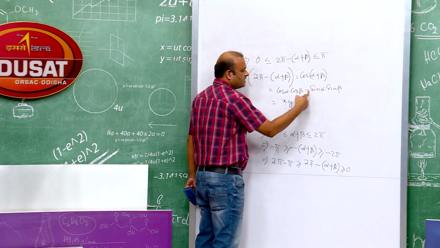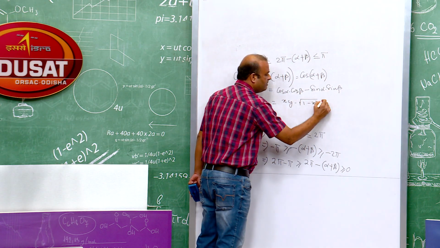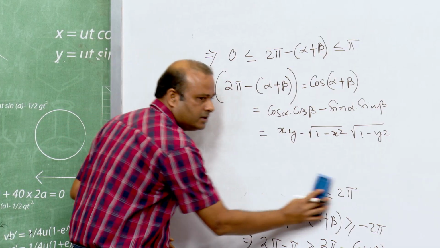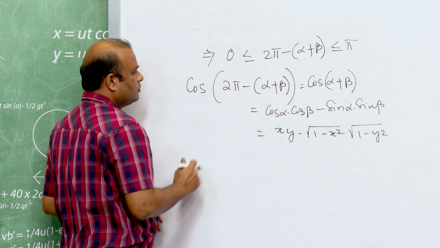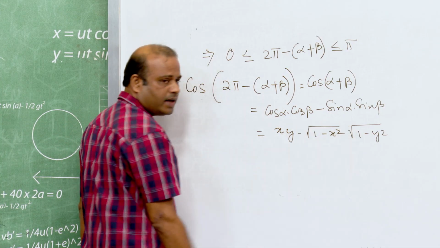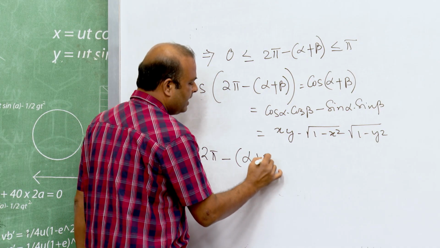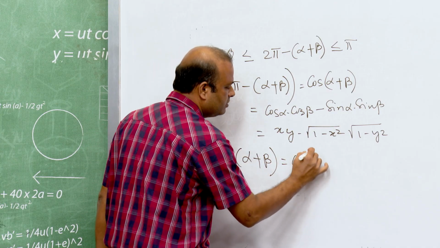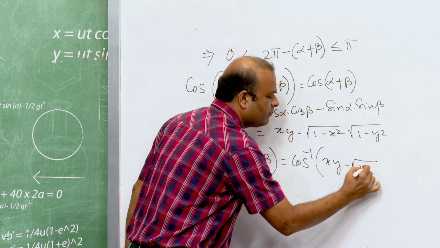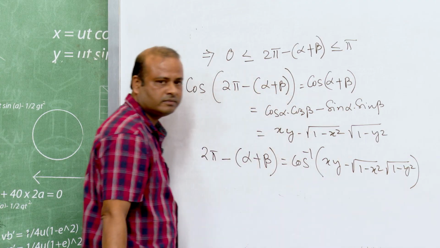If cos alpha is x, sin alpha will be root over of 1 minus x square, cos beta is y, then sin beta is root over of 1 minus y square, right? So cos of 2 pi minus alpha plus beta is equal to this one. So 2 pi minus alpha plus beta is equals to cos inverse xy minus root over of 1 minus x square root over of 1 minus y square, right?